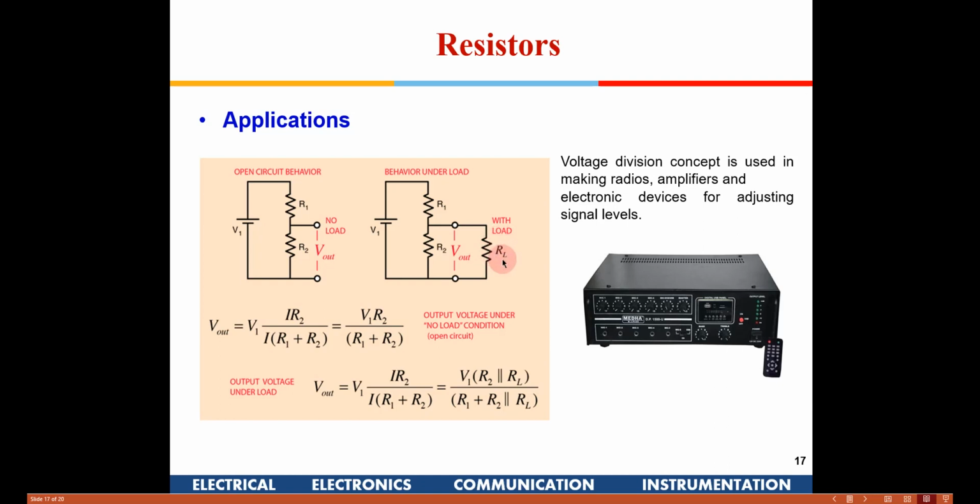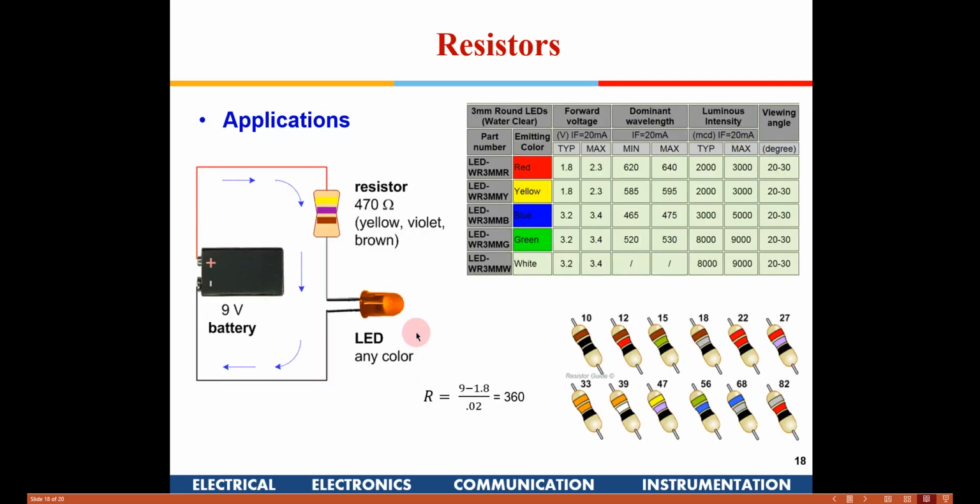So as long as RL is much higher than R2, there is no problem, these kind of potential dividers will work. Is it understood? Whenever we make a potential divider, the RL value should be much higher than R2 for this design to work and for this equation to be satisfied. Is it clear to all of you? Yes, sir. Okay. So that is why.